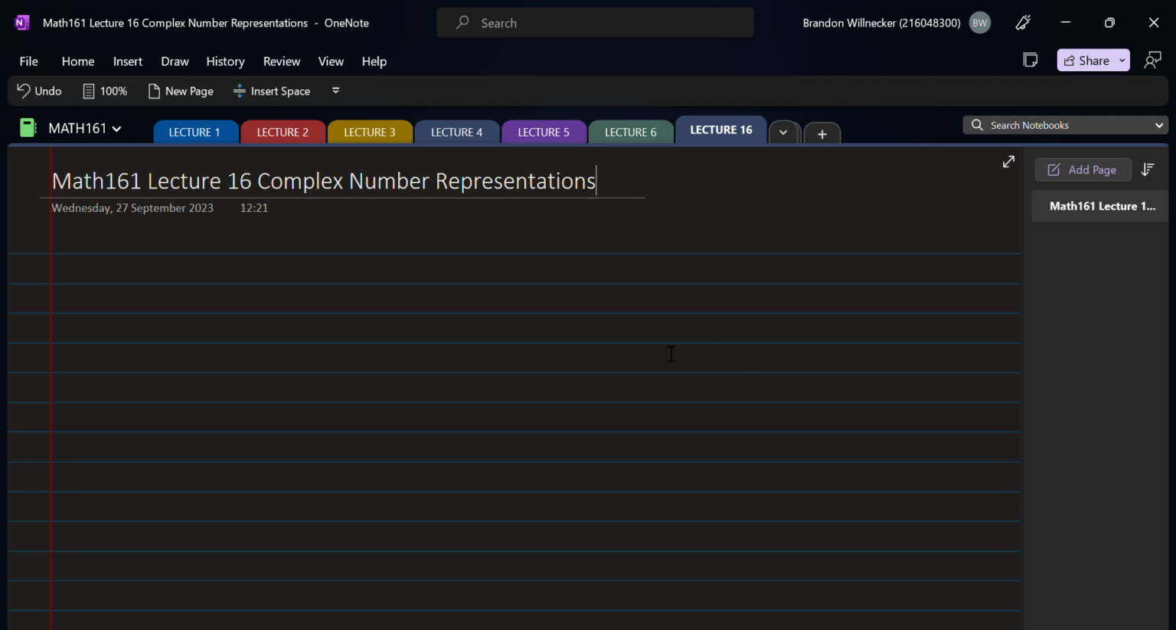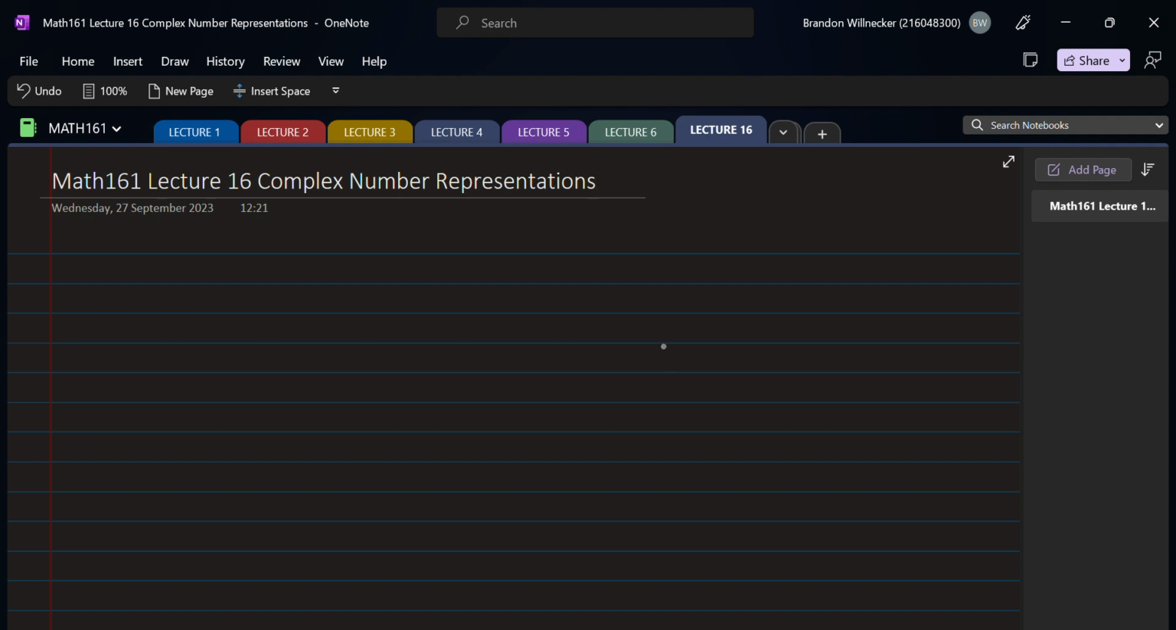Hi there. In today's lecture, we are going to be looking at representations of complex numbers. In the previous lecture, we looked at the so-called Cartesian form of complex numbers. There we had the real axis and the imaginary axis, and we wrote z as the real part plus i times the imaginary part.